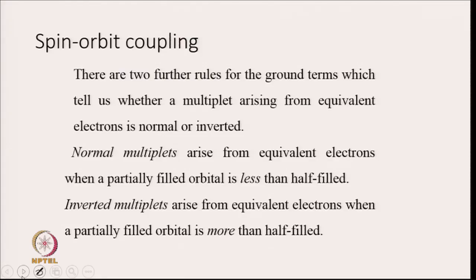Okay. So there are two further rules for ground terms which tell us whether a multiplet arising from equivalent electrons is normal or inverted. Normal multiplets arise from equivalent electrons when the partially filled orbital is less than half filled. Inverted multiplets arise from equivalent electrons when the partially filled orbital is more than half filled.